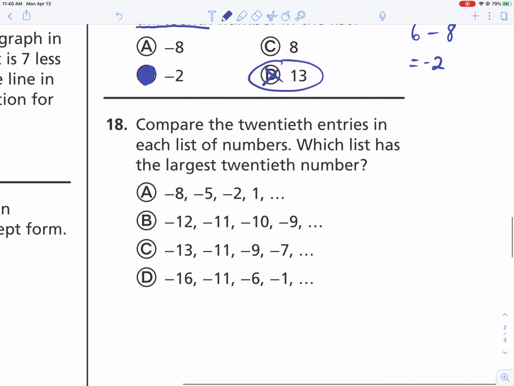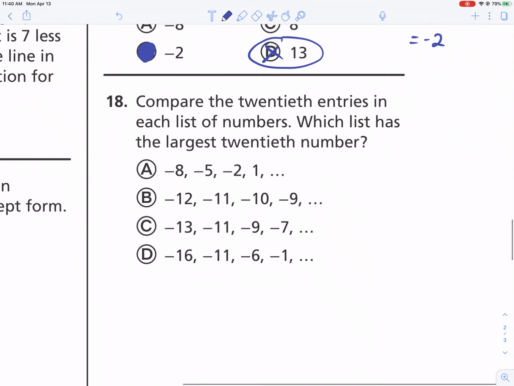And then our last question, number 18, compare the 20th entries in each of the lists. Which has the largest 20th number? So right now, it's not asking you to find it. I mean, you can go all the way to the end, but we want to find which one will give us the biggest number, right? So if I go from negative 8 to negative 5, how much am I increasing or decreasing? Well, in this case, I'm getting less and less negative, so that means I'm adding a number. And I'm adding 3 in this case. If I look at this one, I'm adding 3, and I'm adding 3. So that one goes up by 3.